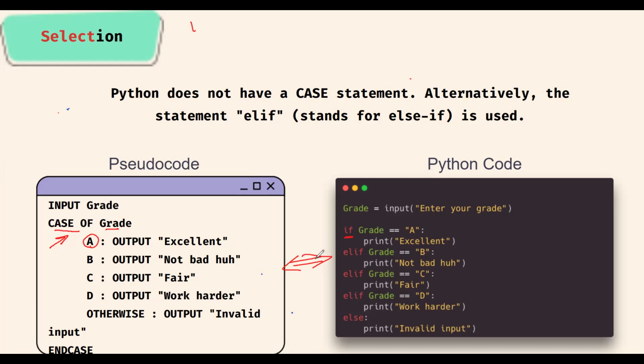You have to understand that Python is a new language. There were languages before that, C++ and Java and so on, and we use else if. So elif is short for else if. So if it is A, if it is not A, then else it can be B, else it can be C, else it can be D. The last else will be invalid input. If none of the above is true, we just print invalid input. So you understand now that these two codes are equivalent.